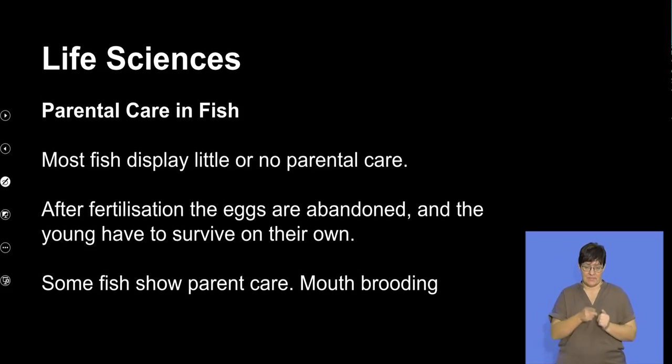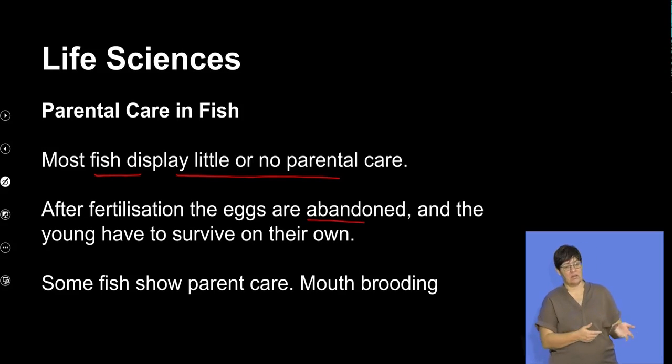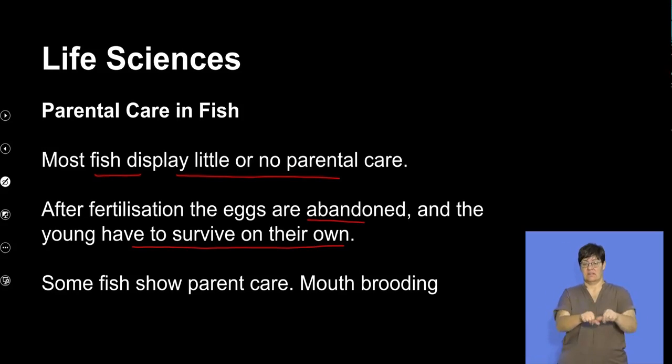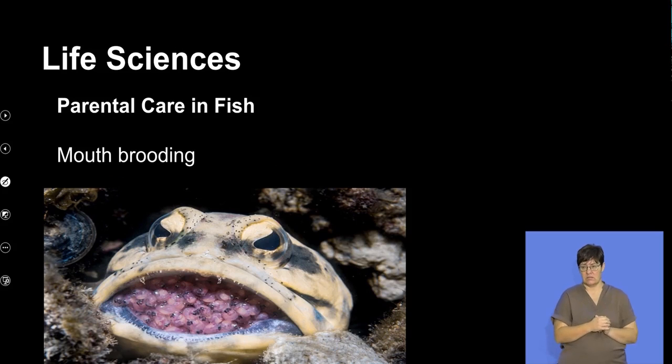Most fish display little to no parental care, and you'll find that after fertilization, the eggs are abandoned and the young have to survive on their own. Some fish, however, do show parental care. An example of that are some fish that are mouth brooding. Here you see that the young are developing inside the brooding pouch, which is the mouth of these fish. There are exceptions to the rules, and this is one example where the parents produce the eggs, they are fertilized, and the mother holds these eggs in her mouth until the young hatch and are cared for.